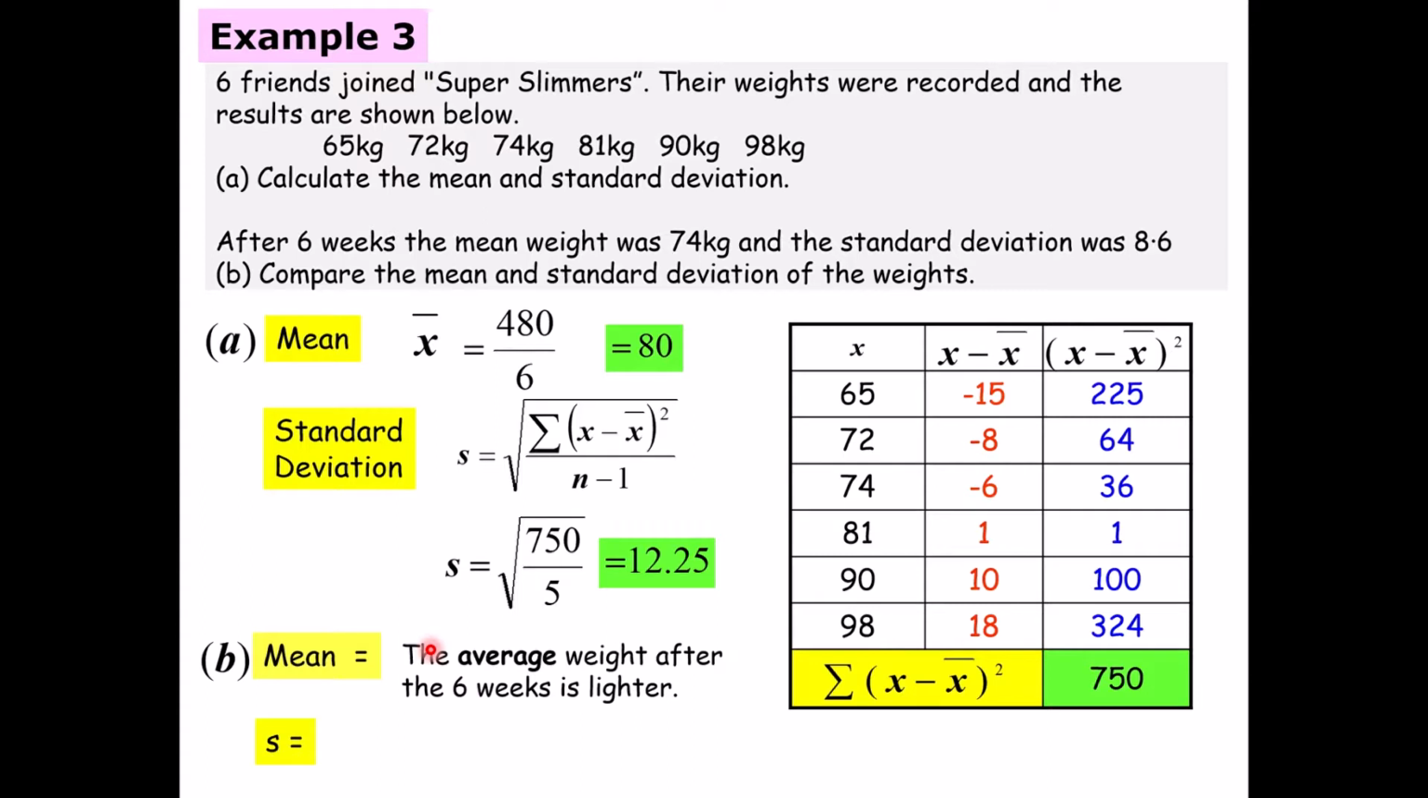And then our standard deviation, we're going to make a little comment about that. The weight after the 6 weeks was more consistent since 8.6 is less than 12.25. So remember, the lower the number, the more consistent, which means the less varied or the less spread out. So that was just a little example to see the 2 points from today combined into the one question. So make sure you've got these notes copied down, and if you have any questions at all, please don't hesitate to ask.